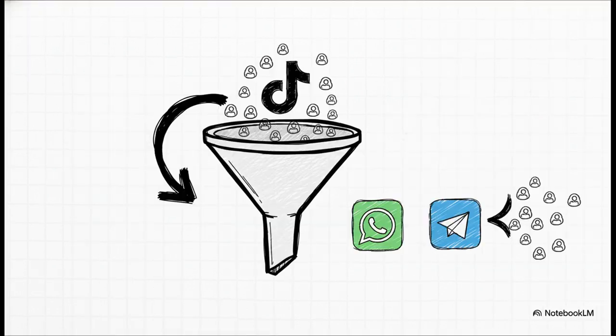And the final ask is where the long-term strategy really clicks into place: funneling. The goal here is to move the audience from TikTok, a platform the creator doesn't control, to channels they do control, like WhatsApp and Telegram. This builds a direct line of communication, one that's totally independent of any algorithm.